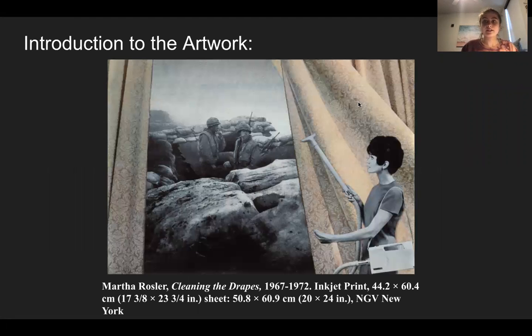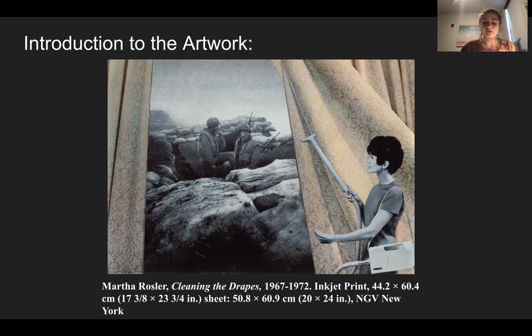I chose the piece Cleaning the Drapes by Martha Rossler. This piece was created between 1967 and 1972. It is made of photos from inkjet print. I chose this piece because I found the arrangement of the prints to be very interesting and how they were kind of collaged with each other. I really appreciate how they're layered, and it gives a lot of dimension to the work, which really stood out to me when I was trying to find a piece to focus on for this project.